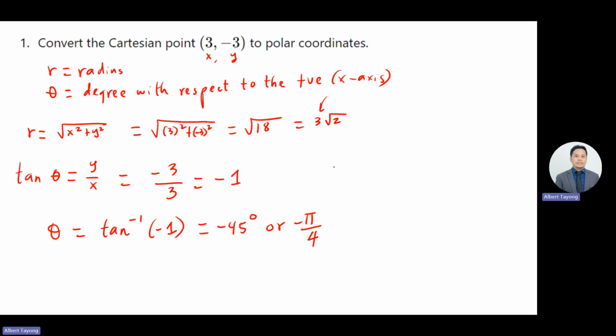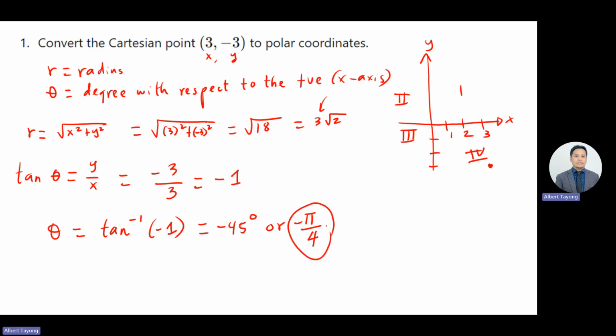Okay, so if you're going to graph this, actually, this is our x and this is our y. 3, -3 is here. This is 3. -3 is here. So 3, -3 is on the 4th quadrant. This is the first, the second, third, and fourth. Now looking at our degree here, -45 degrees or -pi/4 is also in the 4th quadrant. So we don't need to adjust this.